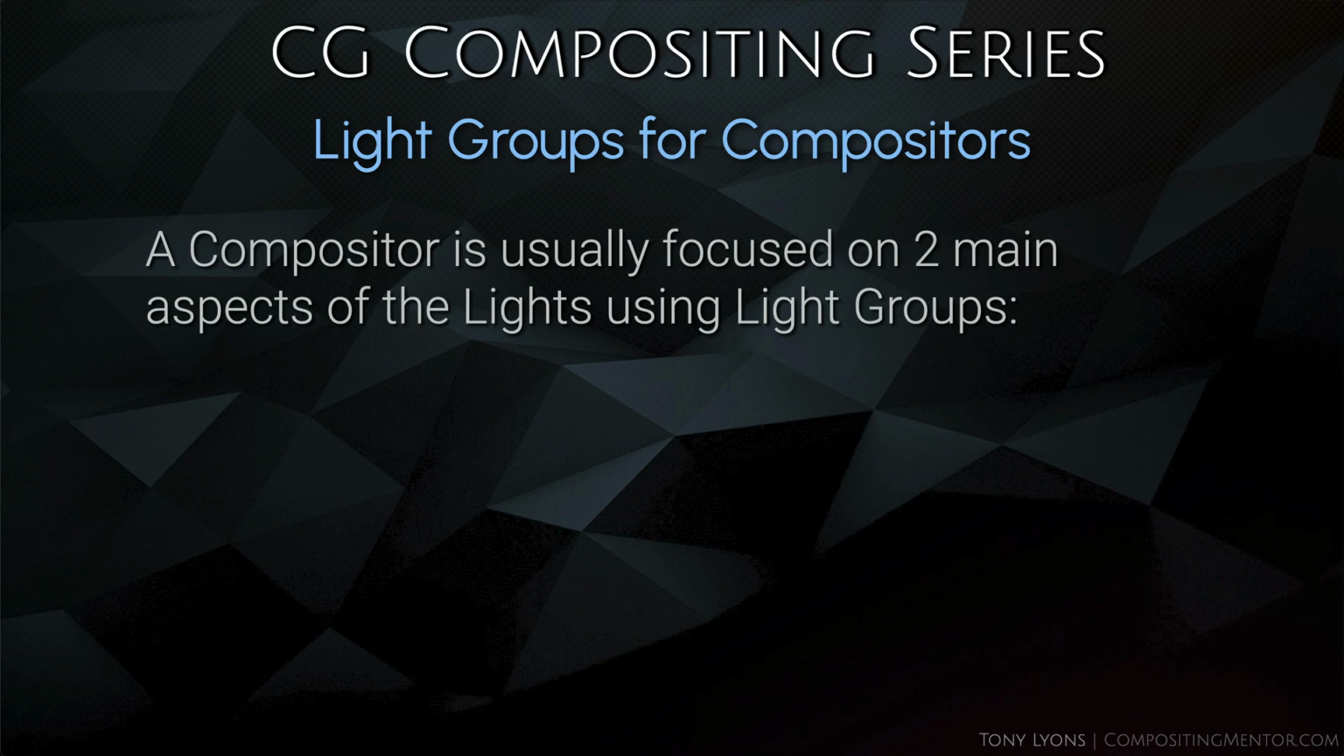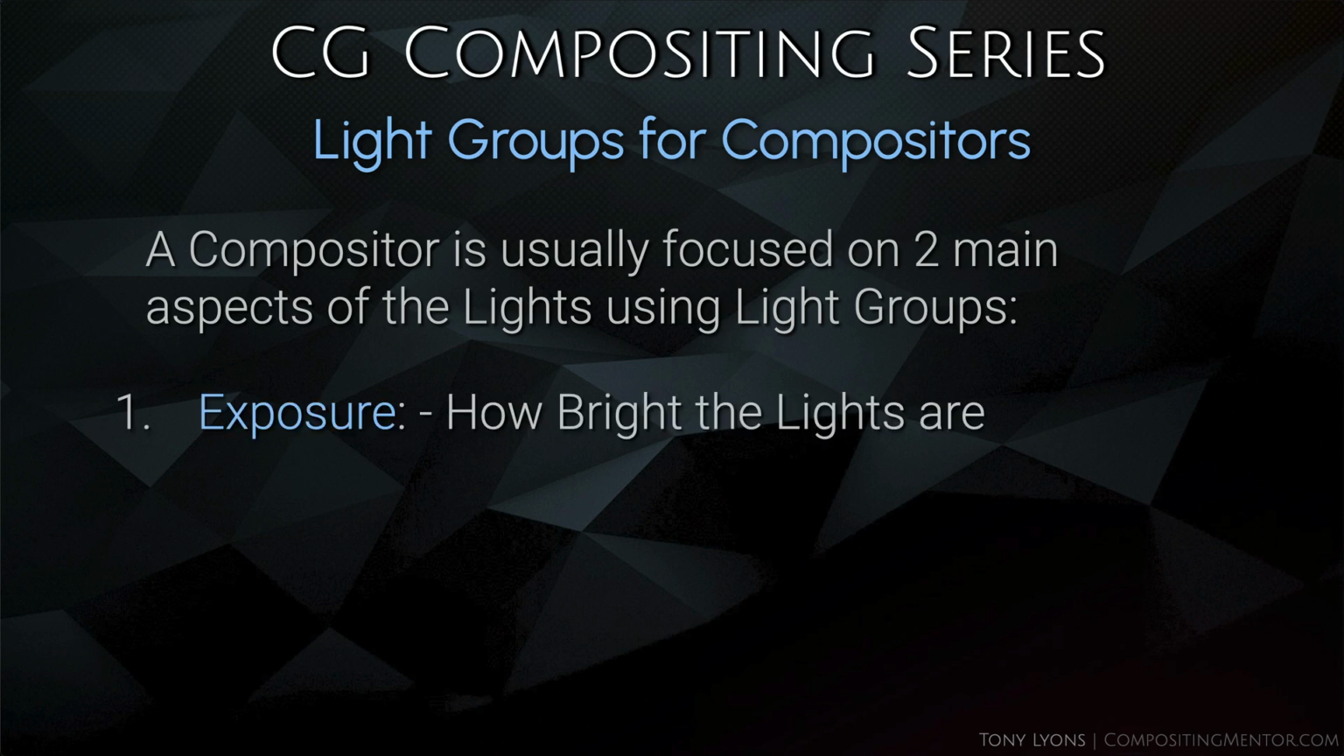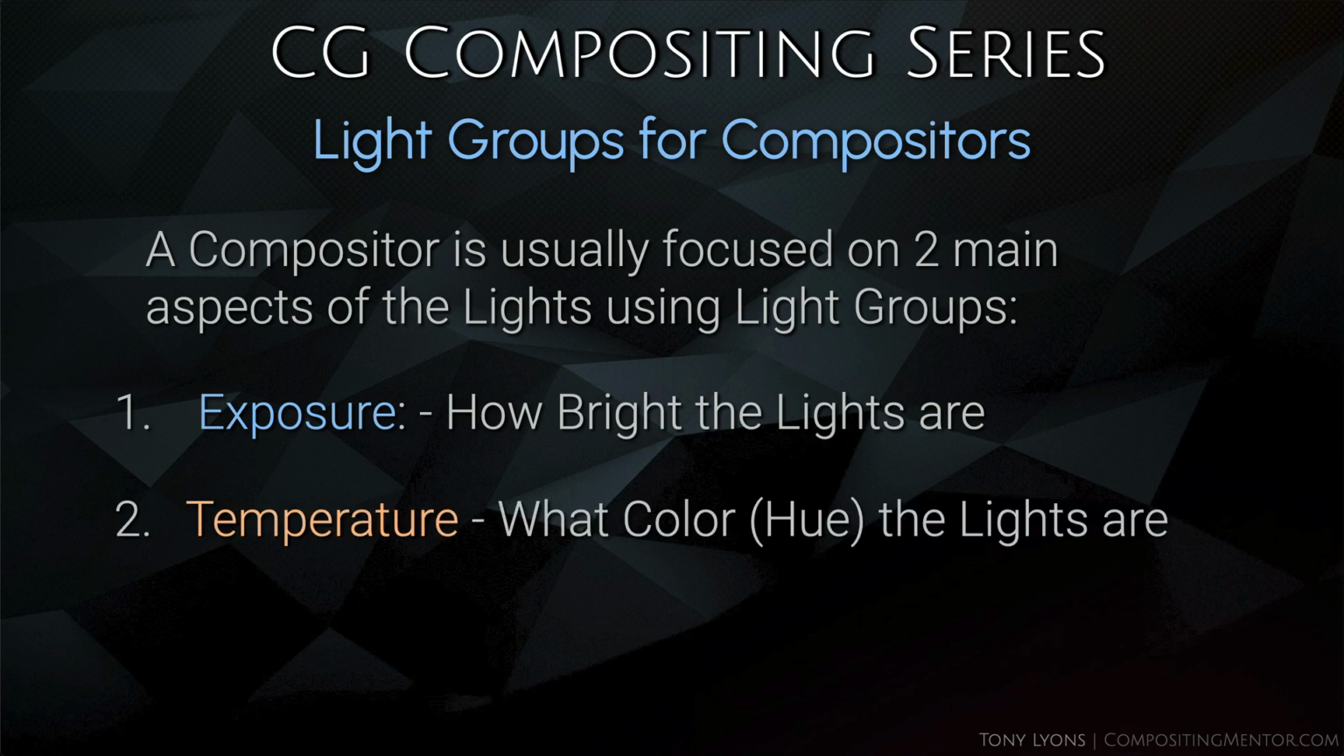So now we know how a lighter might split up these lights in the scene into different light groups, but what is important about light groups for compositors? A compositor is usually focused on two main aspects of lights using the light groups. The first is exposure, or how bright the lights are. And the second is temperature, or what color or hue the lights are.